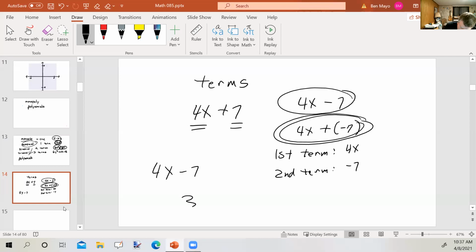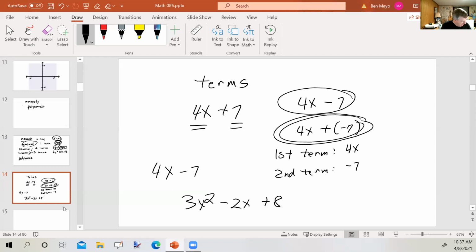If I had 3x squared minus 2x plus 8, the second term would be negative 2x. And then this would be considered a trinomial then. Correct. Absolutely. Good. Good job.